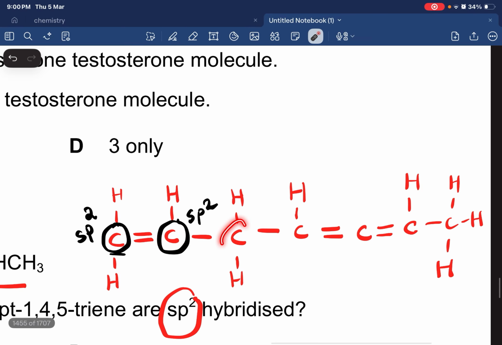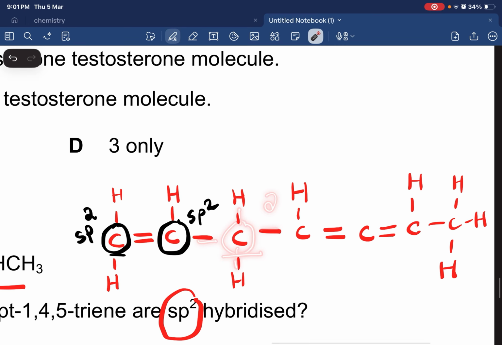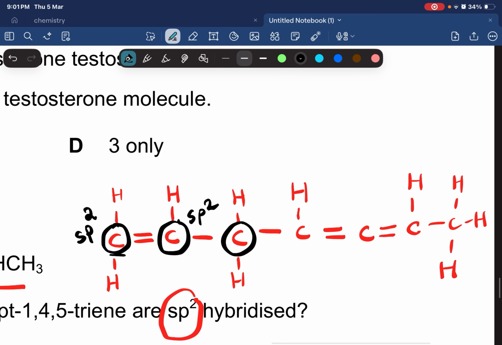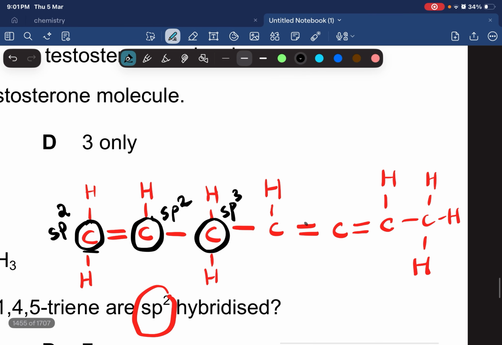Then we come to this carbon. This carbon is making 4 single bonds, 4 sigma bonds. So it's going to be sp3 hybridized. That's a tetrahedral geometry. So this carbon is sp3 hybridized.